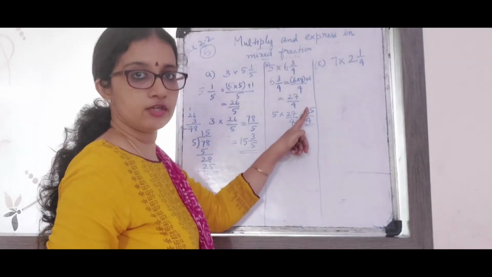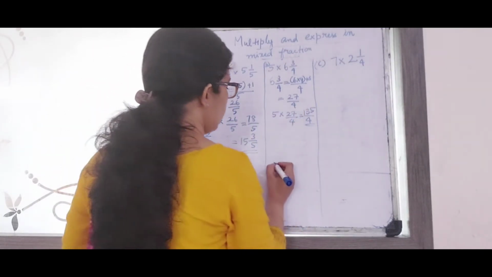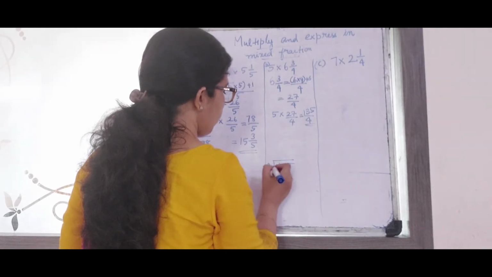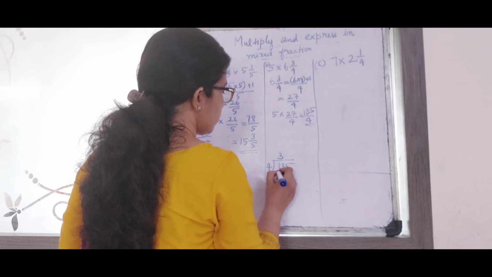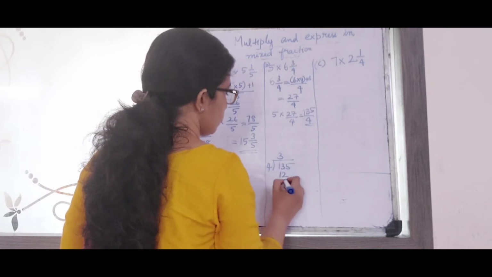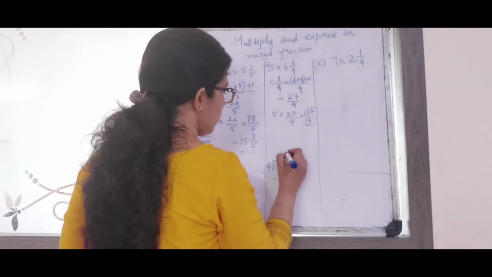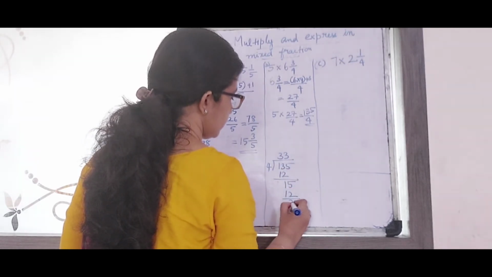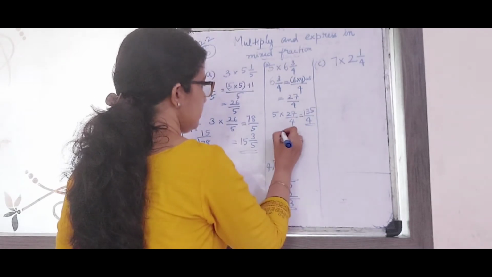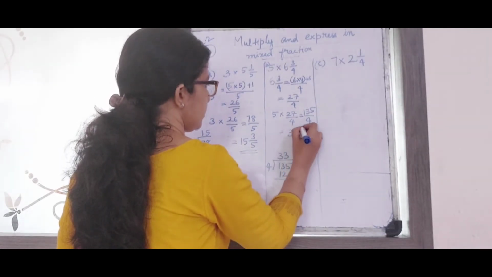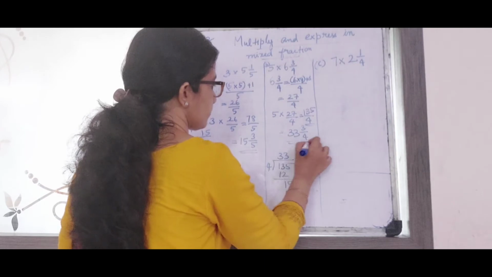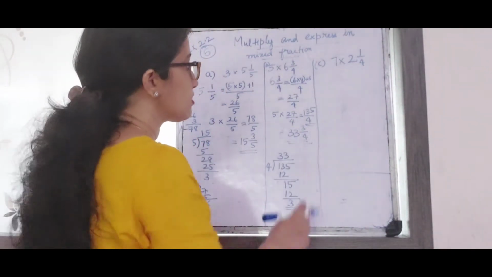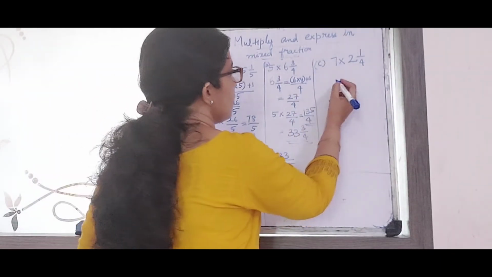Now we have to convert this into mixed fraction. 135 by 4, 4 3s are 12. So 1 5, 4 3s are 12, 3. So what is the answer? 33 3 by 4 is the answer. Okay. The answer is 33 3 by 4.